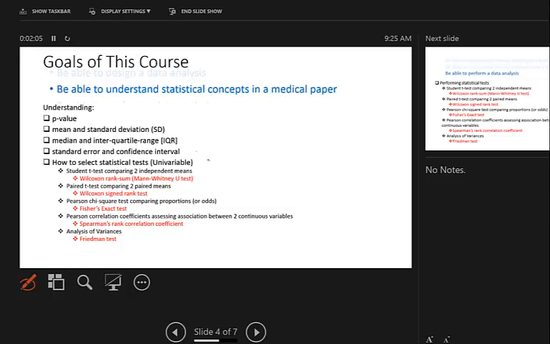And then the next, when and how to select a statistical test. We are going to cover the student t-test, comparing two independent means, and the non-parametric tests corresponding to it, or paired t-test comparing two paired means, and the non-parametric test corresponding to that, and Pearson chi-square test, Fisher's exact test, Pearson correlation coefficient, Spearman's rank correlation, and ANOVA and Friedman test. There are a lot. But I'm hoping to cover at least how to select these this morning.